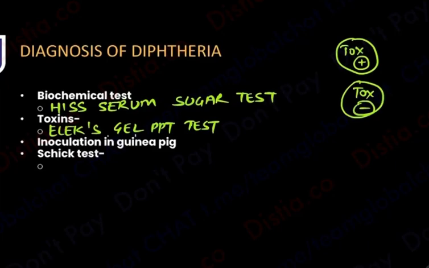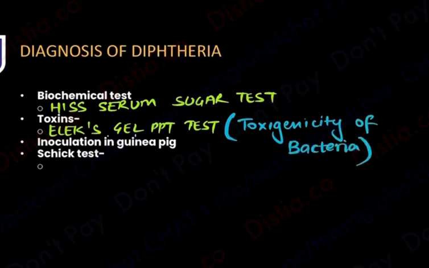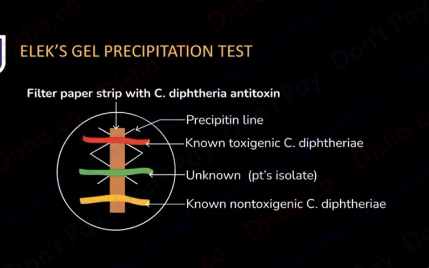Now they may ask you a simple question in the paper: the Elek gel precipitation test is done for knowing what? It is done for knowing the toxigenicity of the bacteria. So have a look at this picture, guys. The same picture I taught you in immunology also. Please note that I have kept an agar over here. First, look at the labelling. You have kept a filter paper. What does that filter paper have? I have kept an antitoxin.